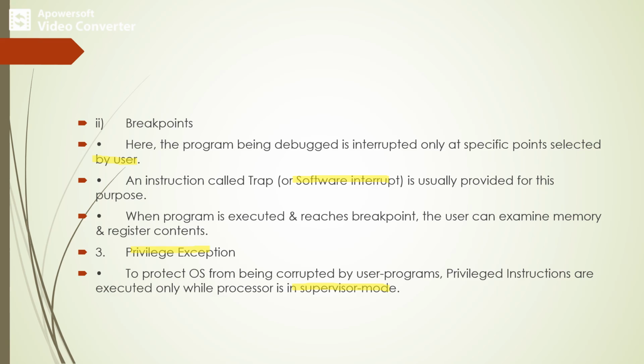So that means the processor enables only some set of instructions to be executed in user mode. If user mode attempts to execute privileged instructions, which need to be executed only when the processor is in supervisor mode, that is called a privilege exception. The exception occurs whenever privileged instructions are executed under user mode.